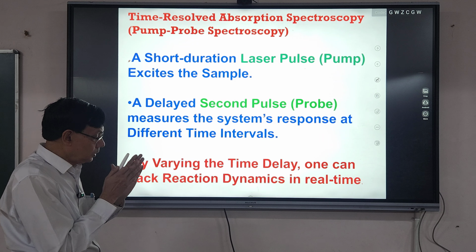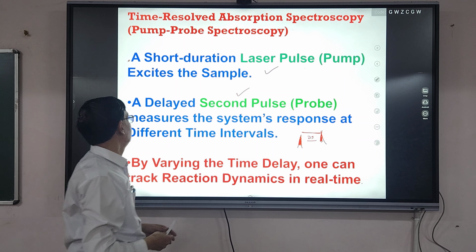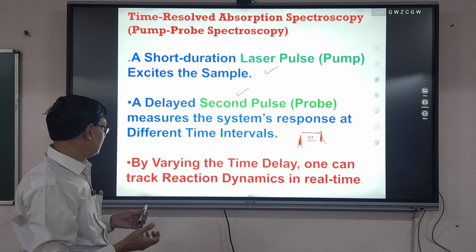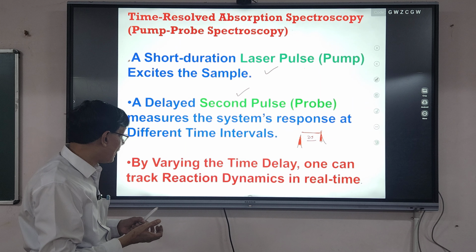Suppose I am using this as the pump and this as the probe, another color. The time delay, this difference tau, we can monitor. So the first laser pulse we apply, then a delayed second pulse at different time intervals. By varying the time delay, one can track reaction dynamics in real time. You can take pictures like that. Now I am giving some photographs. You can understand these things.